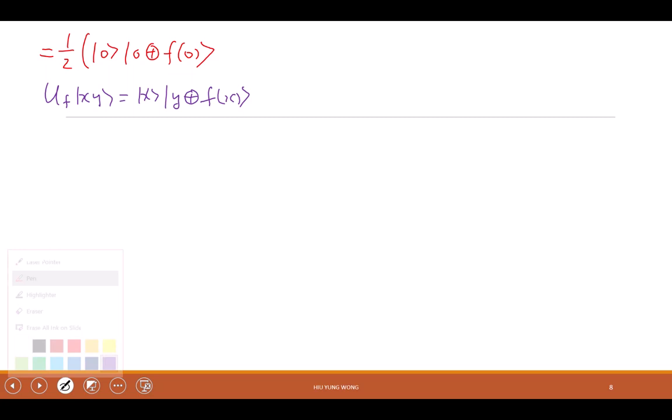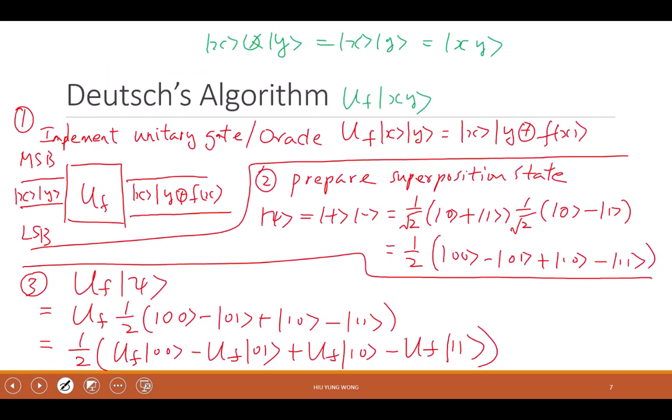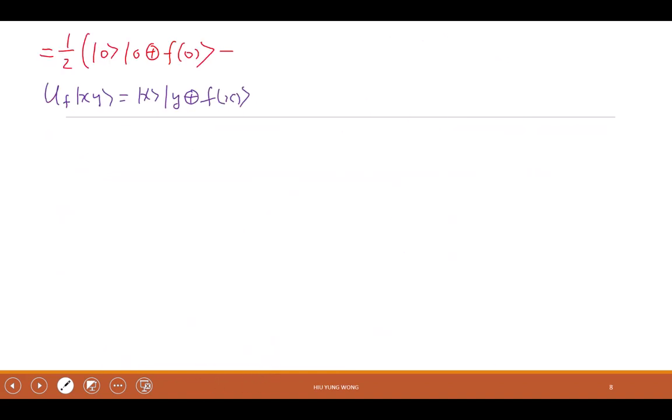So I do the same thing for the rest. I have what? 0, 1. I just follow the rule. Okay, 0, then 0, because X is 0, and then 1, because Y is 1, right? And then F of what? 0, because X is 0. That is for the 0, 1 term.